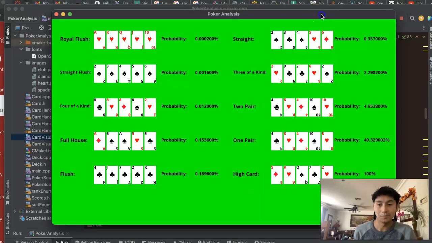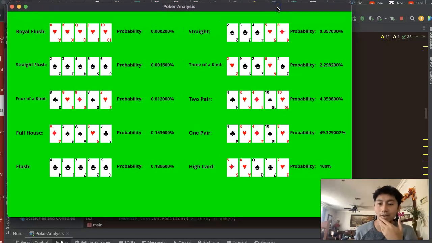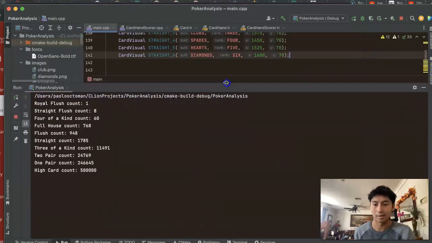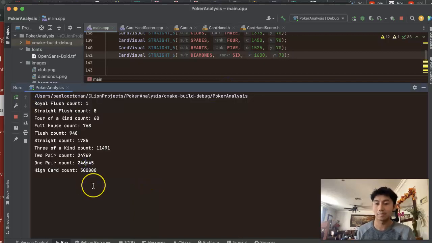Alright, so here we are. I couldn't find a way to clean up this decimal here, but that's something I wish I could have done. The probabilities kind of check out, and the totals are also here in the terminal. I ran this about 500,000 times.